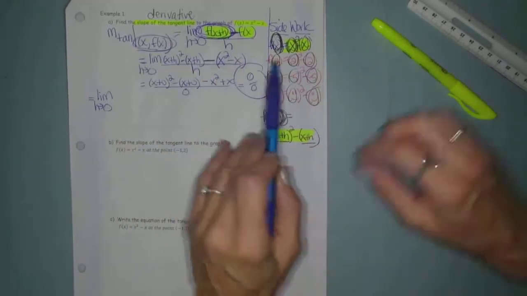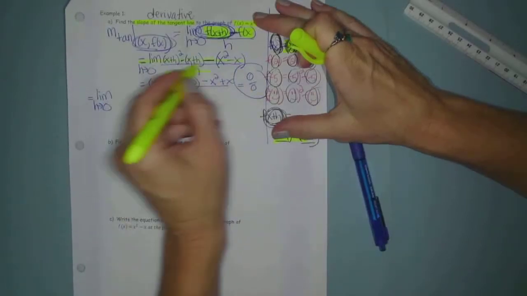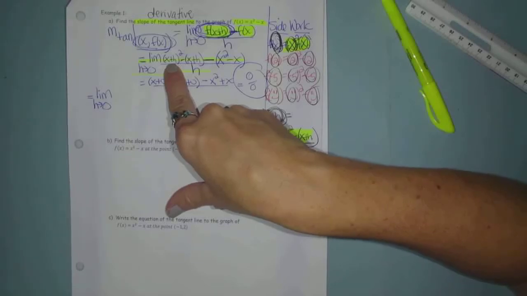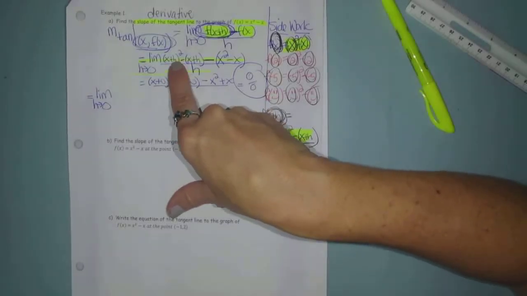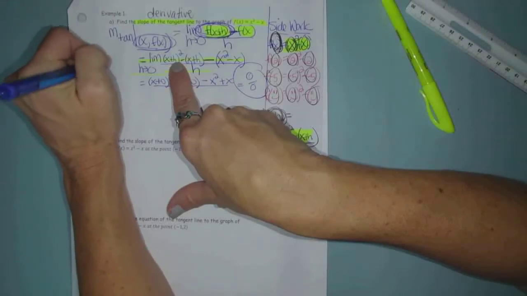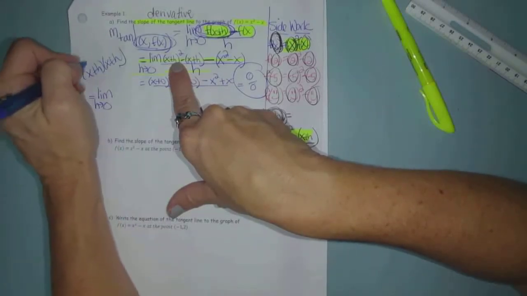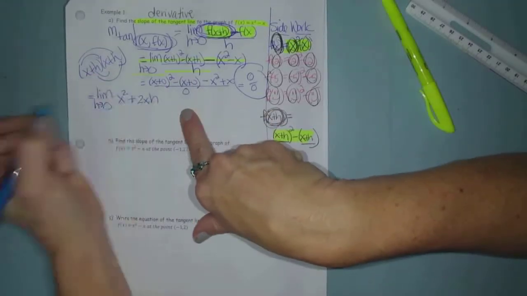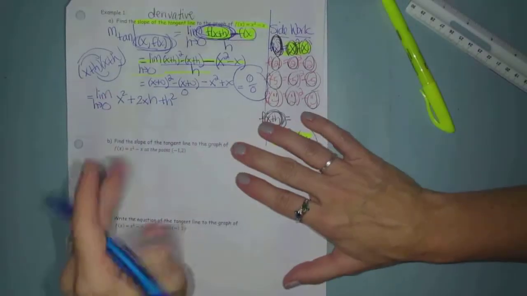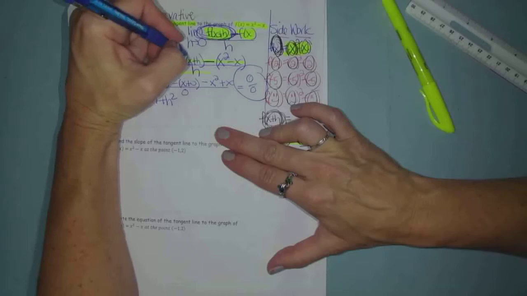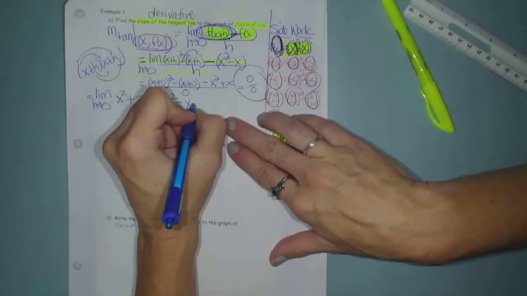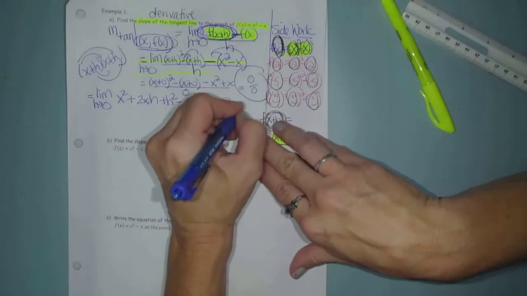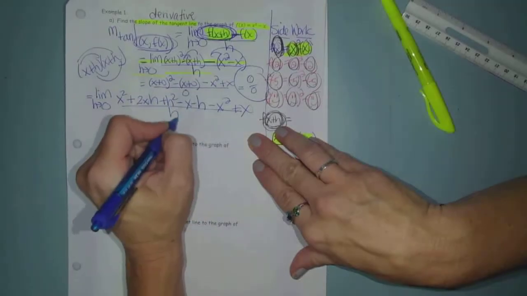So go back here, go back to this step right here, and you can see some algebra that needs to be done. You can FOIL this quantity. X plus h to the second power means x plus h times x plus h. So if you FOIL that, you're going to get x squared plus 2xh plus h squared. If you take the next part and distribute the negative through, you're going to get negative x minus h. And if you distribute this negative through, you're going to get negative x squared plus x. And this is all over h.